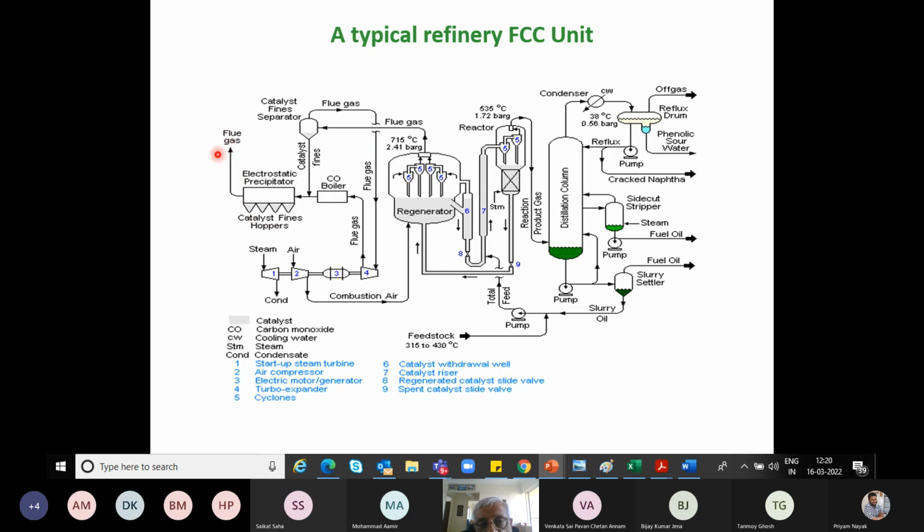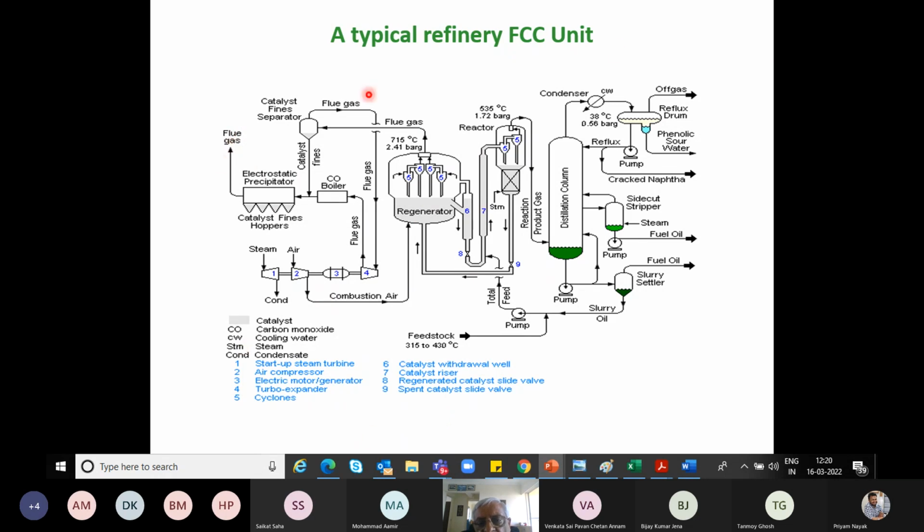Actually, the FCC unit is the second largest contributor of carbon dioxide into the atmosphere in a refinery. The largest, of course, is the hydrogen plant. But almost 8 to 10% of the feed is burnt off in the regenerator in the form of carbon, and that produces a significant quantity of carbon dioxide which goes into the atmosphere.